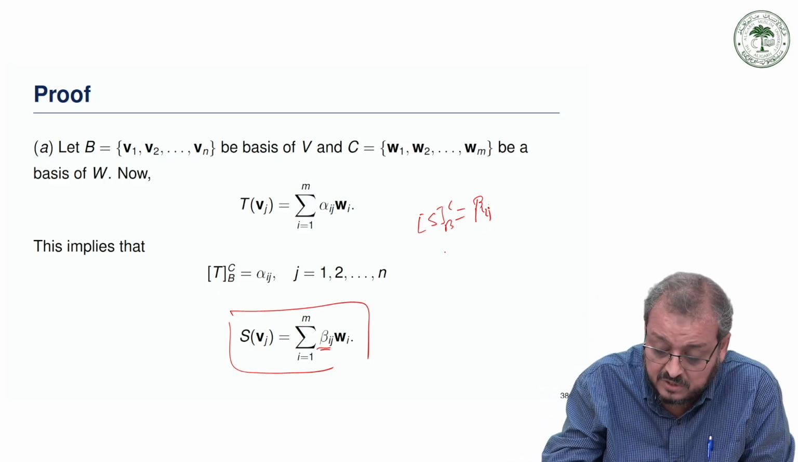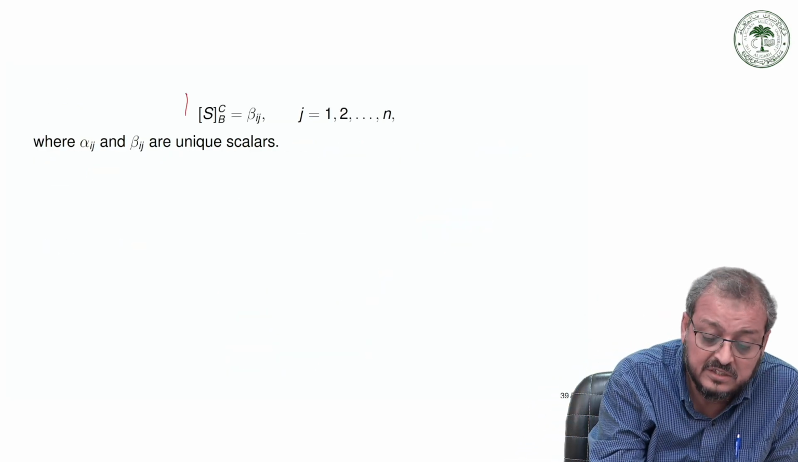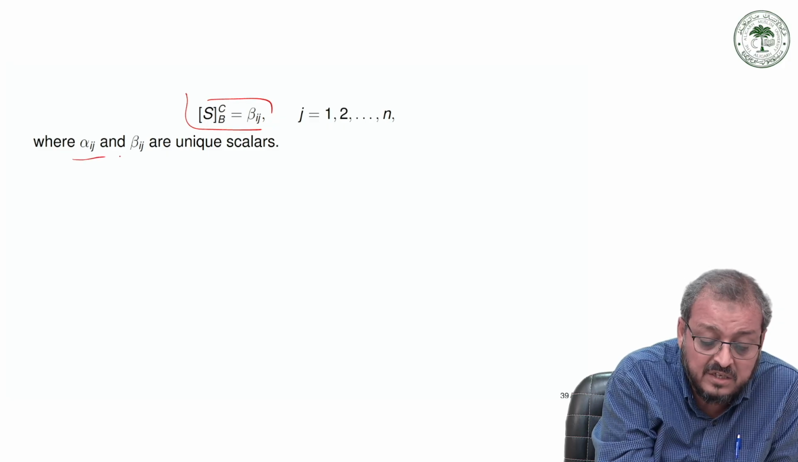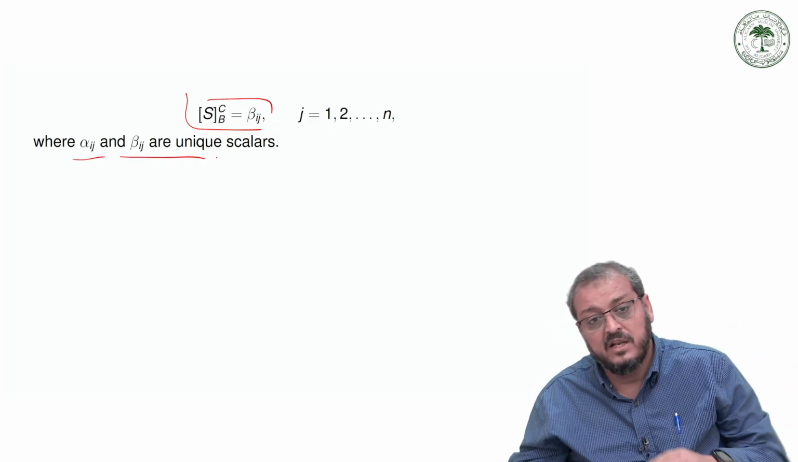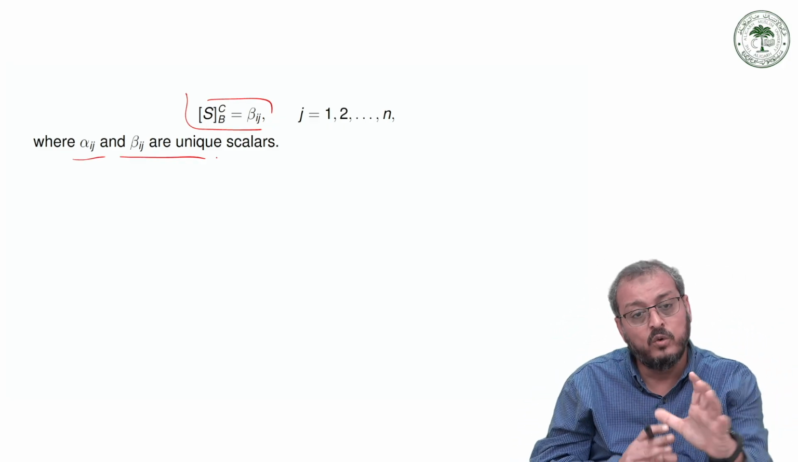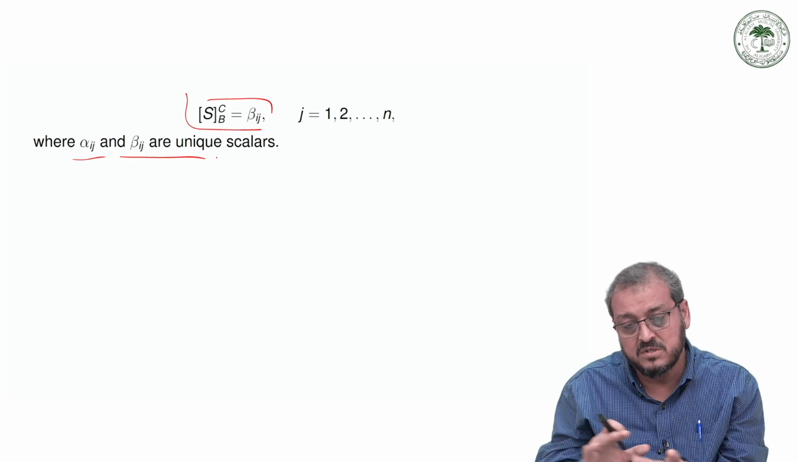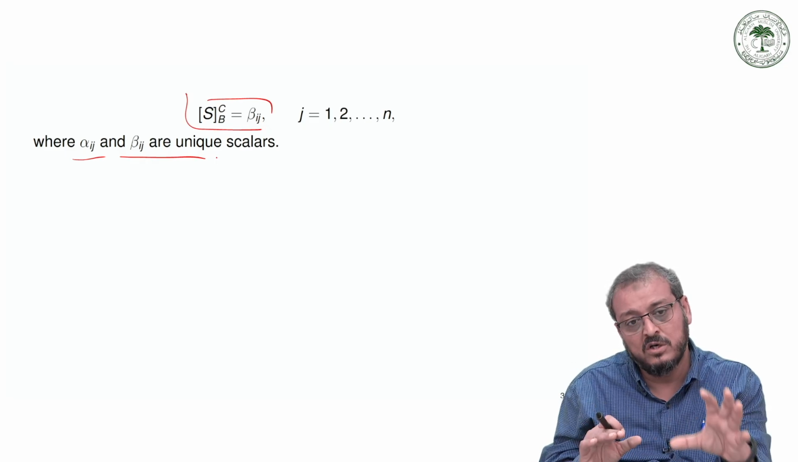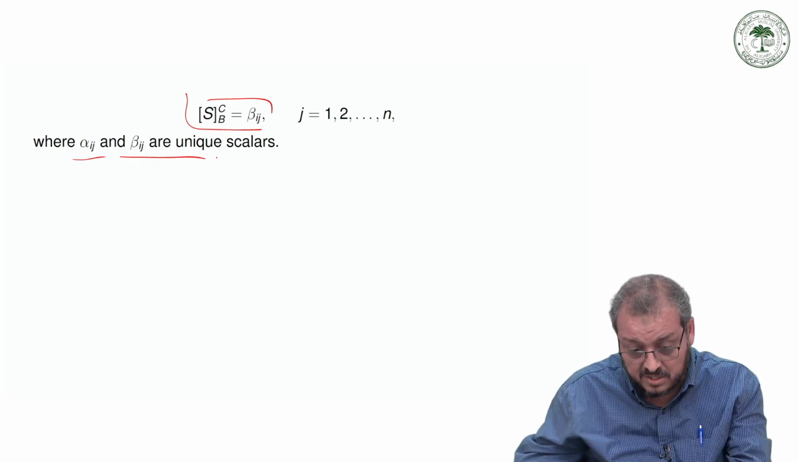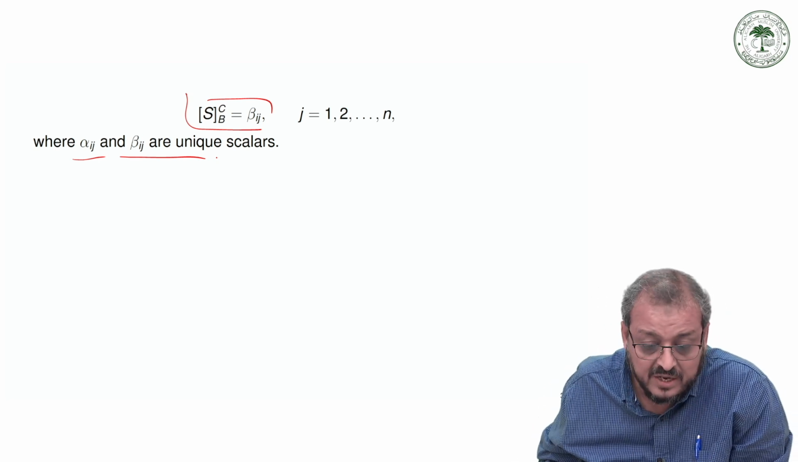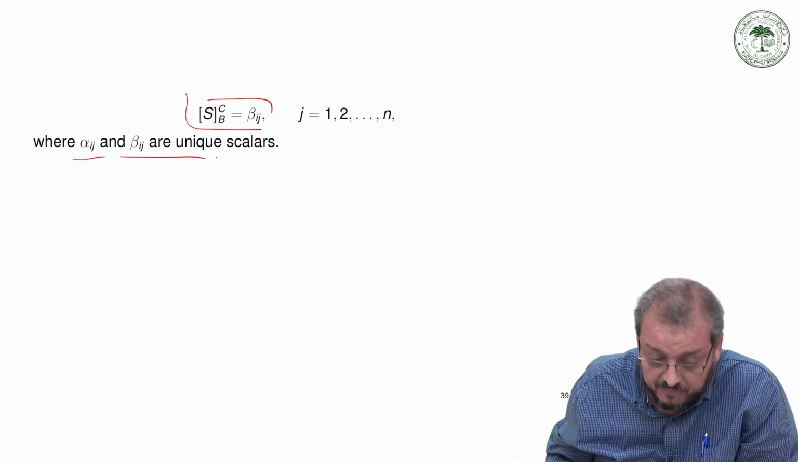So this is S written in the form of beta ij, and alpha ij and beta ij are unique scalars, because this representation is unique according to the order of the basis. We take the order of the basis as given, and this representation is unique. Now take the sum of these two.